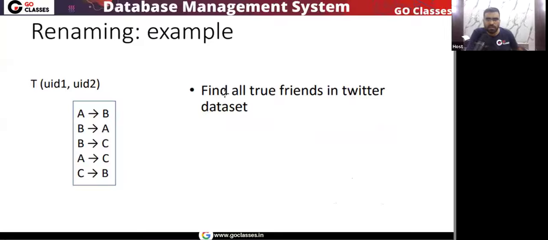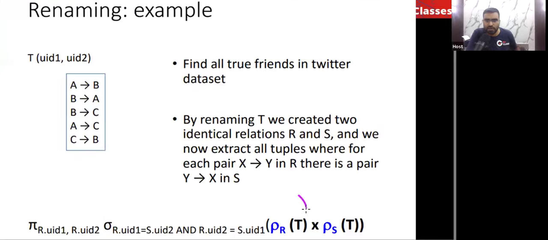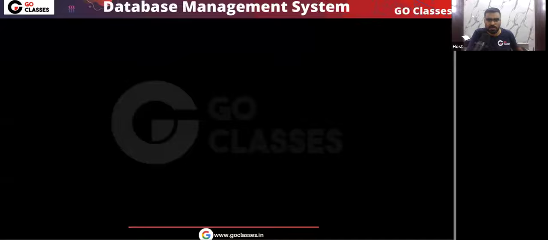Find all true friends in the Twitter. True friends means who follow each other. So I told you that you need to create two copies of table T. So here you can see I am creating two copies of table T, one is R, another S. And the answer will be, I will select those tuples where R.uid1 equals S.uid2 and R.uid2 equals S.uid1. Then I will project R.uid1, R.uid2. So this is the answer. You can read this. True friends means who follow each other.